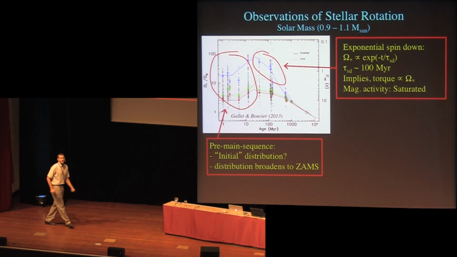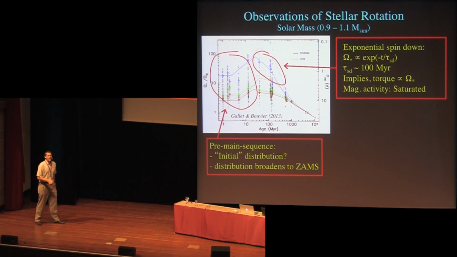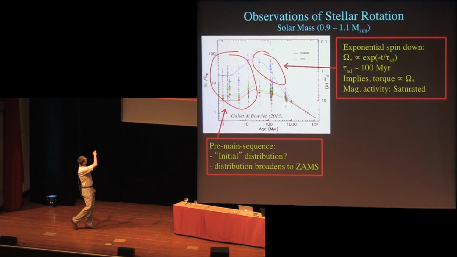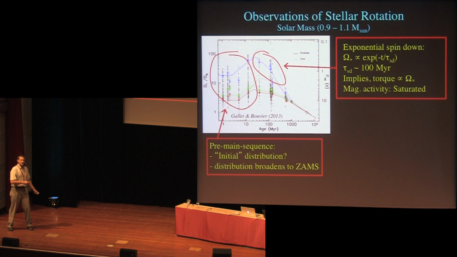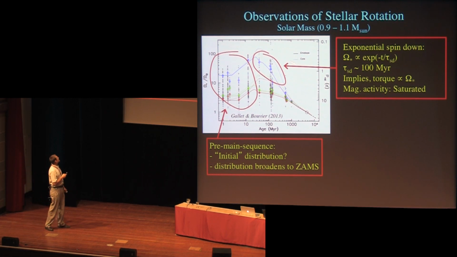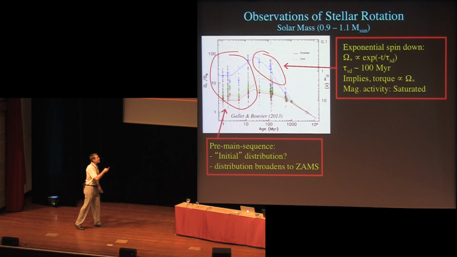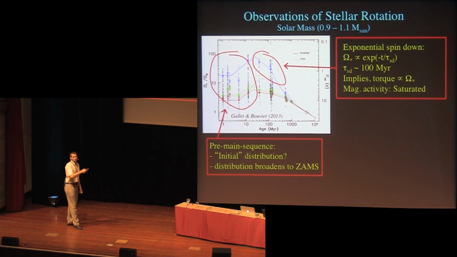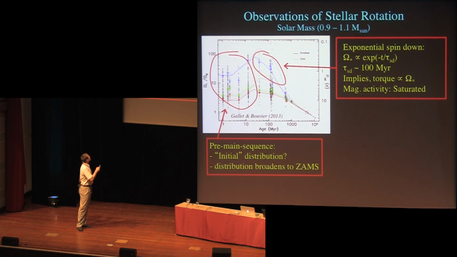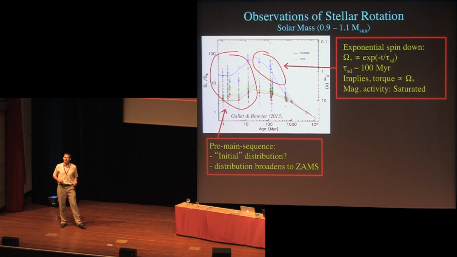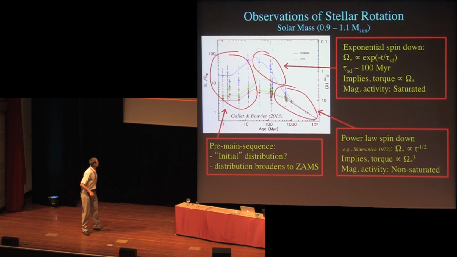Once on the main sequence, we can see these fast rotators spin down, and just empirically, the rate at which they spin down has a half-life of a few 100 million years. They spin down relatively rapidly, in main sequence terms, and it's kind of exponential in time. It doesn't have to be exactly that, but an exponential in time implies a torque that depends on the rotation rate to the power of 1, so directly proportional. Also, we note that these stars are rapid rotators and are in the magnetically saturated state of magnetic activity.